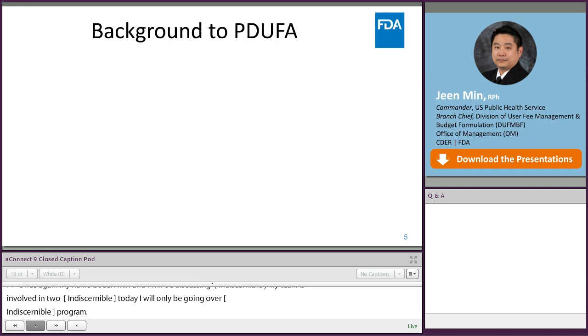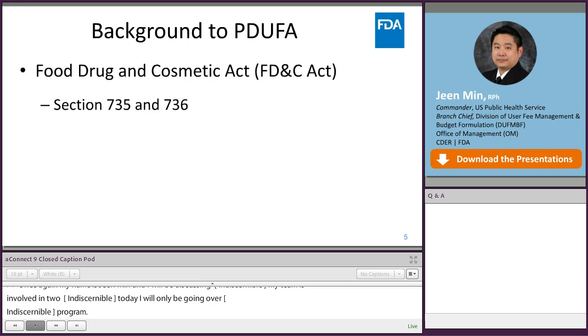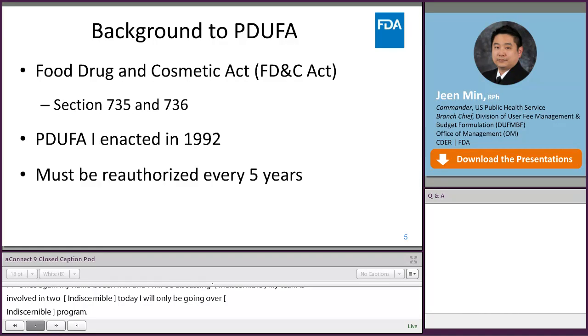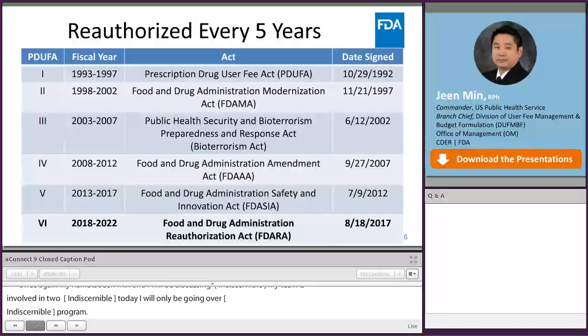So, some background information on PDUFA. If you're unfamiliar with it, please know it comes from the Food, Drug, and Cosmetic Act, specifically from Section 735 and 736. PDUFA 1 was first enacted in 1992, approximately 27 years ago, and it must be reauthorized every 5 years. This is where FDA gets the authority to collect fees.